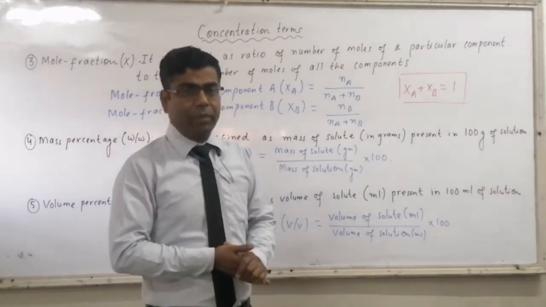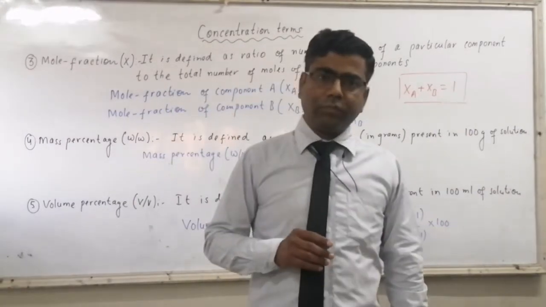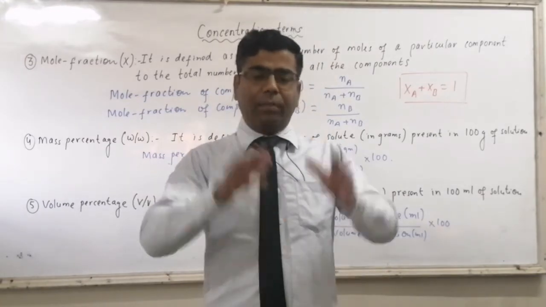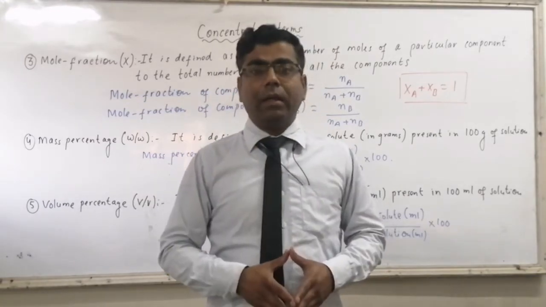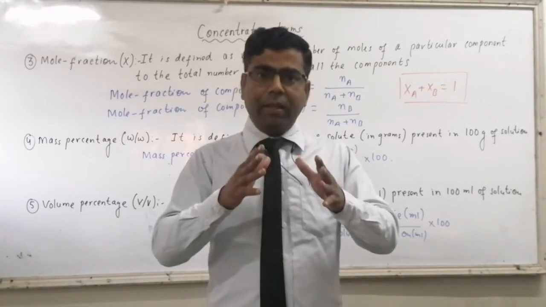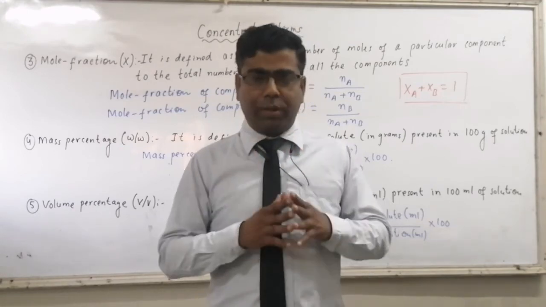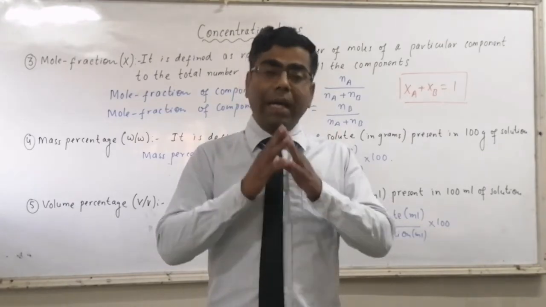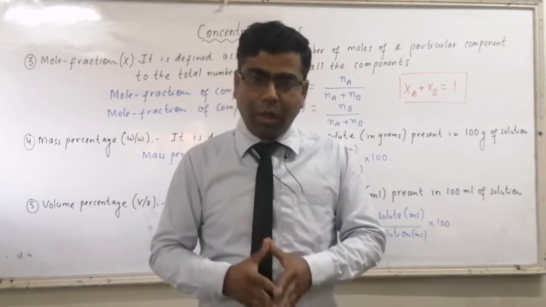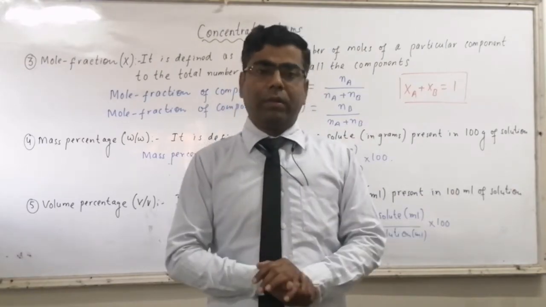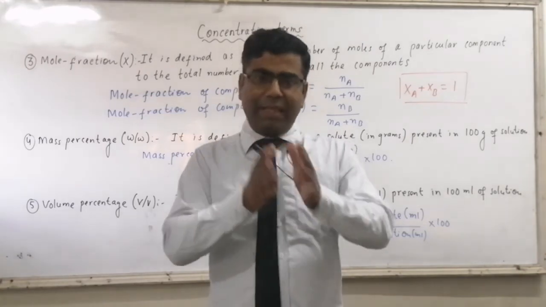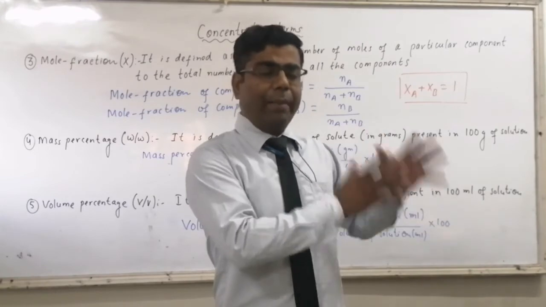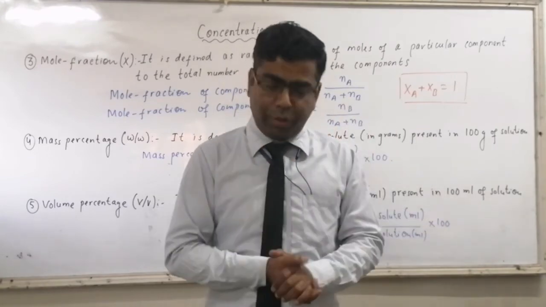Suppose you are provided 20% V by V solution of ethyl alcohol. What does it mean? It means that if we take 100 ml of ethyl alcohol solution, then in 100 ml of ethyl alcohol solution, we have 20 ml of ethyl alcohol, and the remaining 80 ml will be water. So 20 ml of ethyl alcohol plus 80 ml of water gives you 100 ml of ethyl alcohol solution.